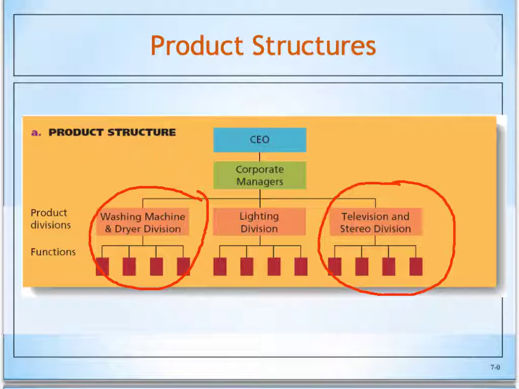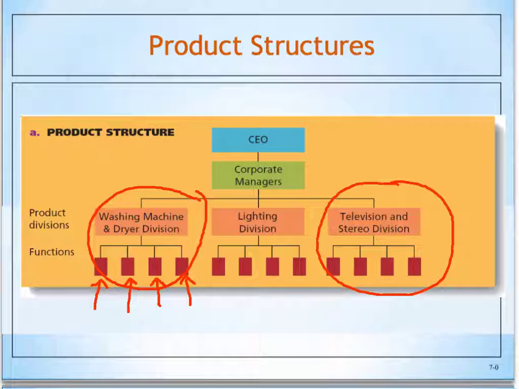And under each of these divisions exist the specific functions needed for the production and the marketing and the sales of the product. So you may have R&D here, and you may also have R&D in the television division as well. So there is a possibility of a duplication of function.